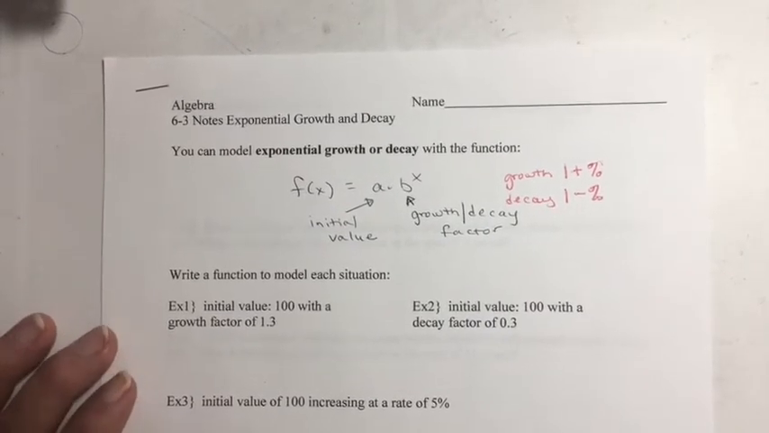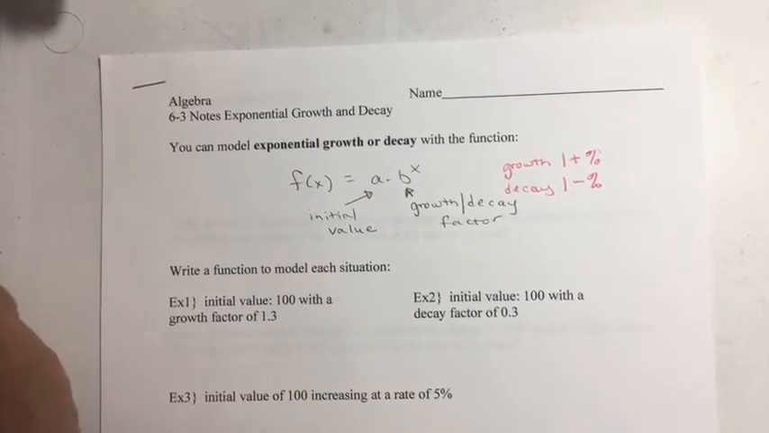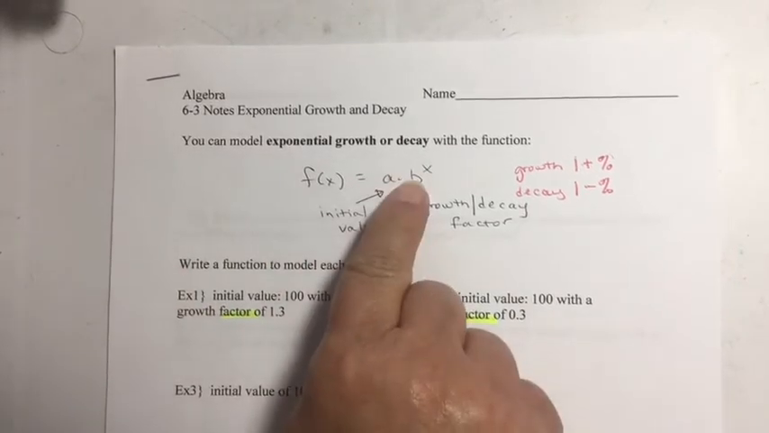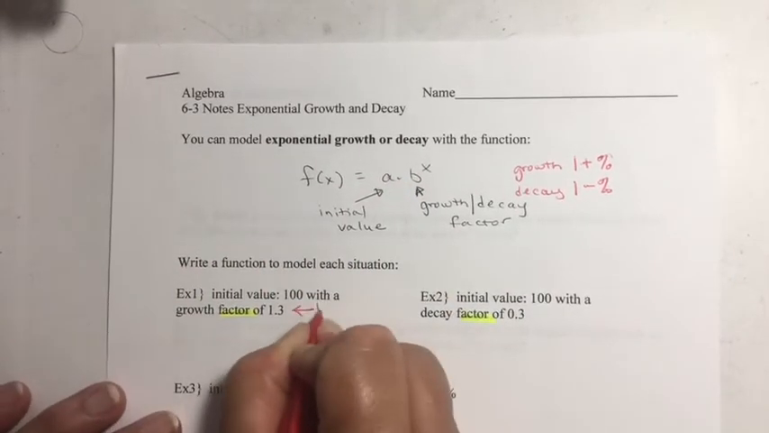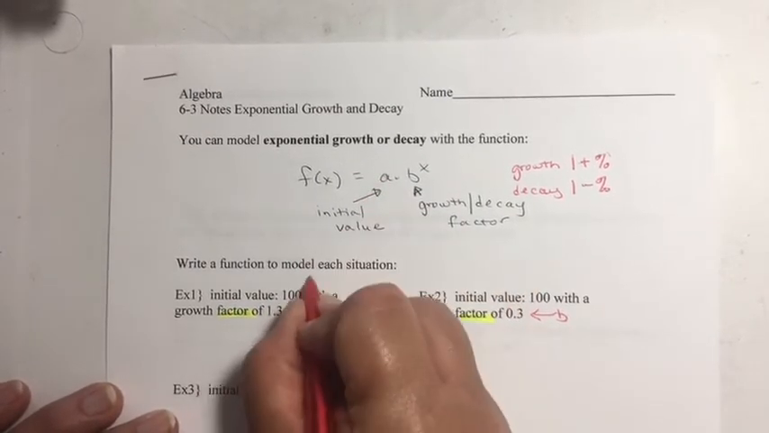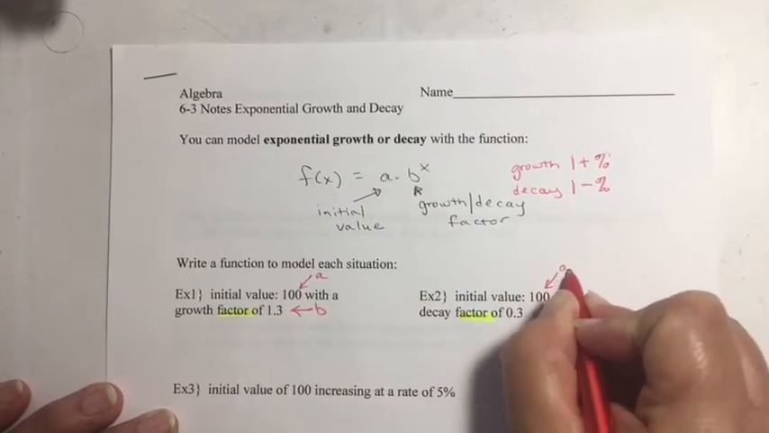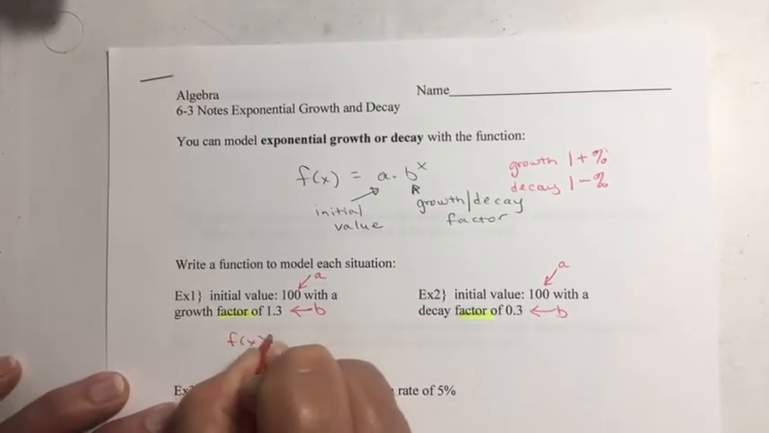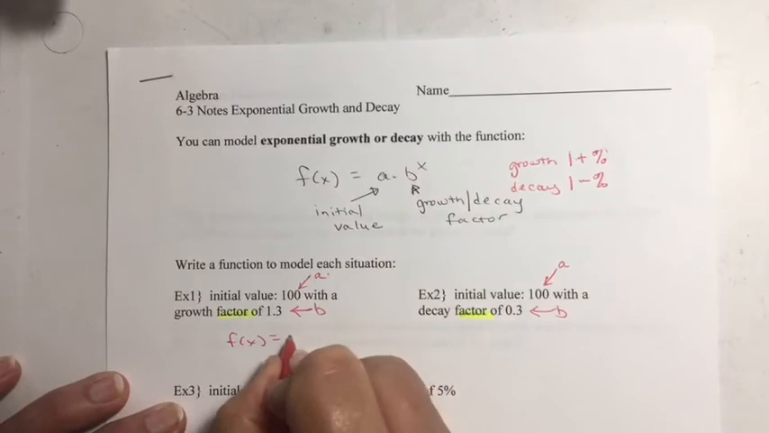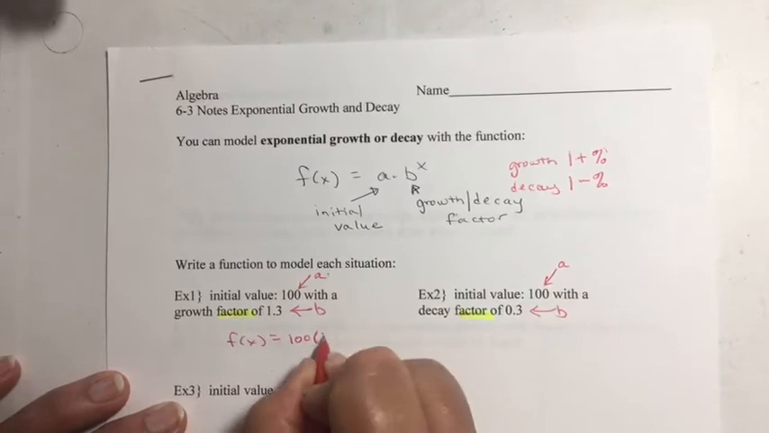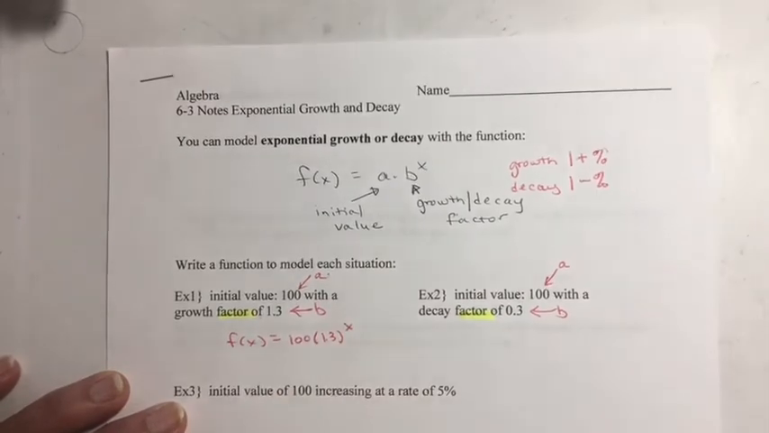All right, let's get started. Number 1 and number 2 go ahead and give you the growth factor. So in these, they're giving you that b. They're also giving you the initial value, or the a. So to write the function, f of x equals the a, the initial value, times the growth factor, 1.3, to the x power. The variable will always be the exponent.